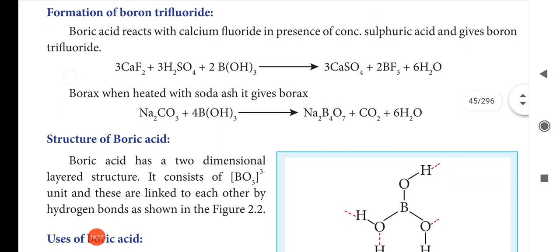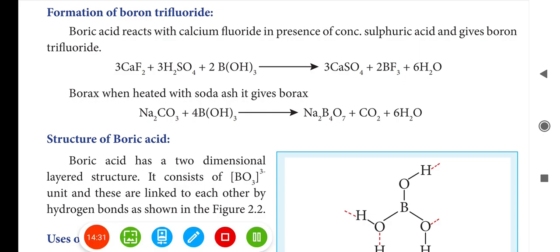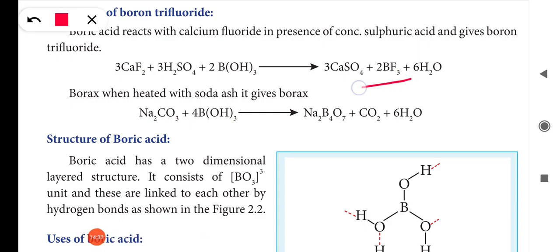Then formation of boron trifluoride. So boric acid reacts with calcium fluoride in presence of concentrated sulfuric acid, it gives boron trifluoride. So this is boron trifluoride. BF3 is boron trifluoride.